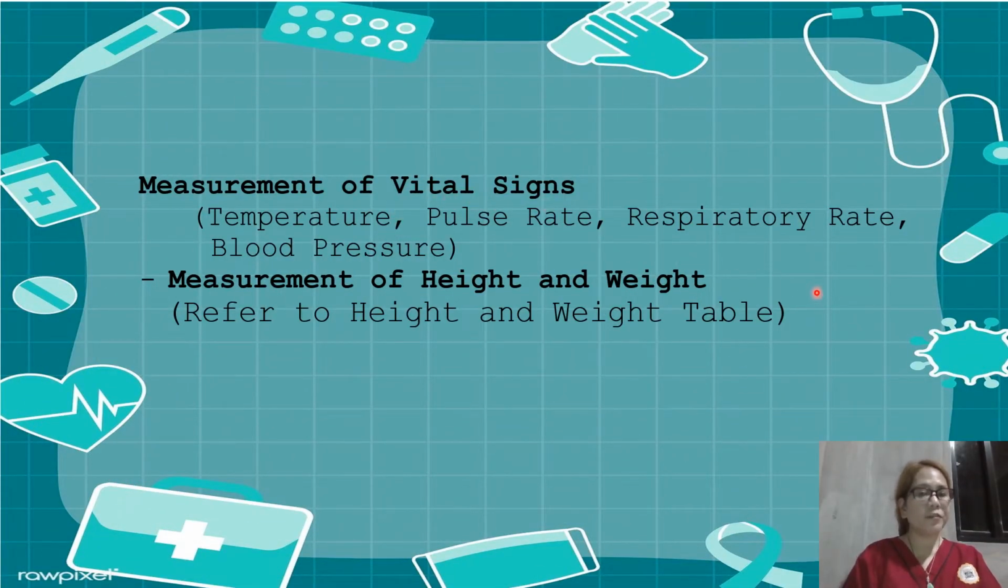Remember that part of your general survey is to measure the vital signs of your client. That includes the temperature, the pulse rate, the respiratory rate, and the blood pressure. Depending on the institution, you can include the fifth vital sign, which is your pain scale. You have to measure also the height and the weight of your client.